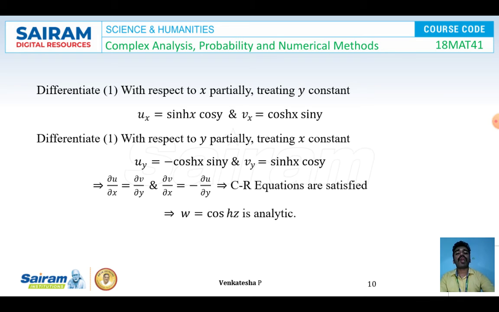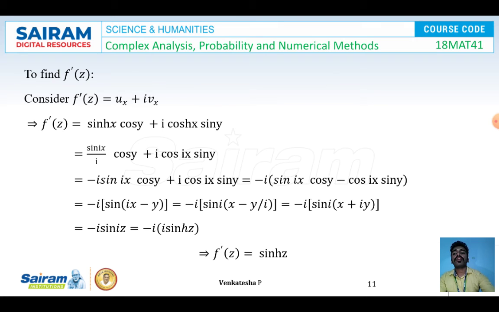So now I am going to find the value of f dash of z. To find the value of f dash of z in the Cartesian form, the formula is f dash of z is equal to ux plus ivx. So ux is sin hyperbolic x cos y and vx is cos hyperbolic x sin y. So now I am going to expand sin hyperbolic x as sin ix by i and cos hyperbolic x as cos ix. So I got the expression sin ix by i cos y plus i into cos ix sin y. 1 by i is nothing but minus i. So I got the expression minus i sin ix cos y plus i into cos ix sin y.